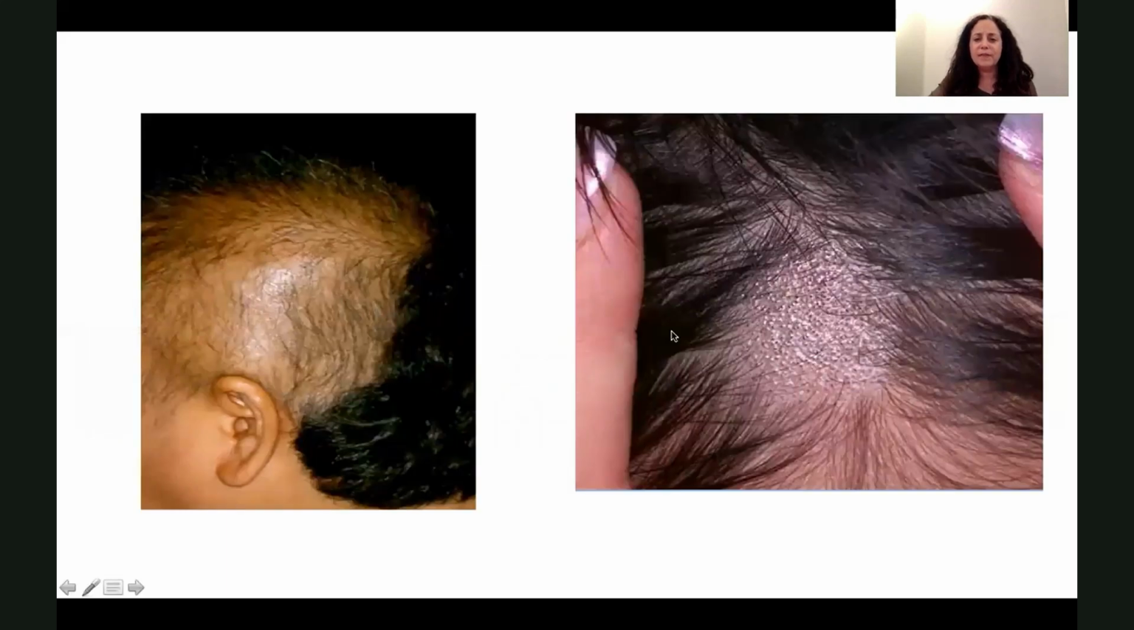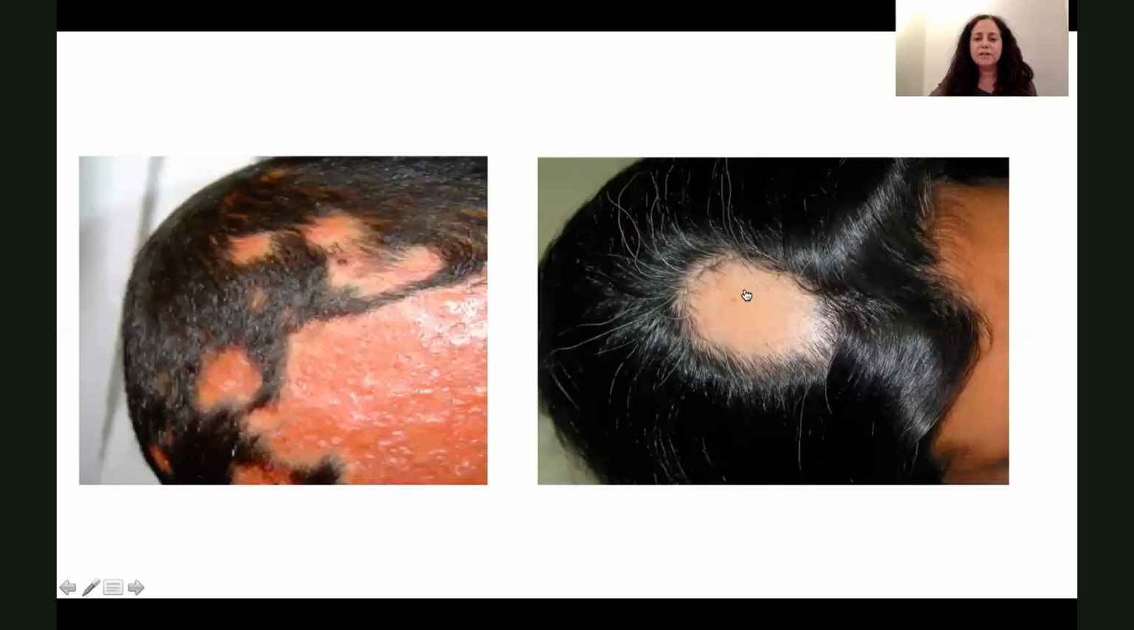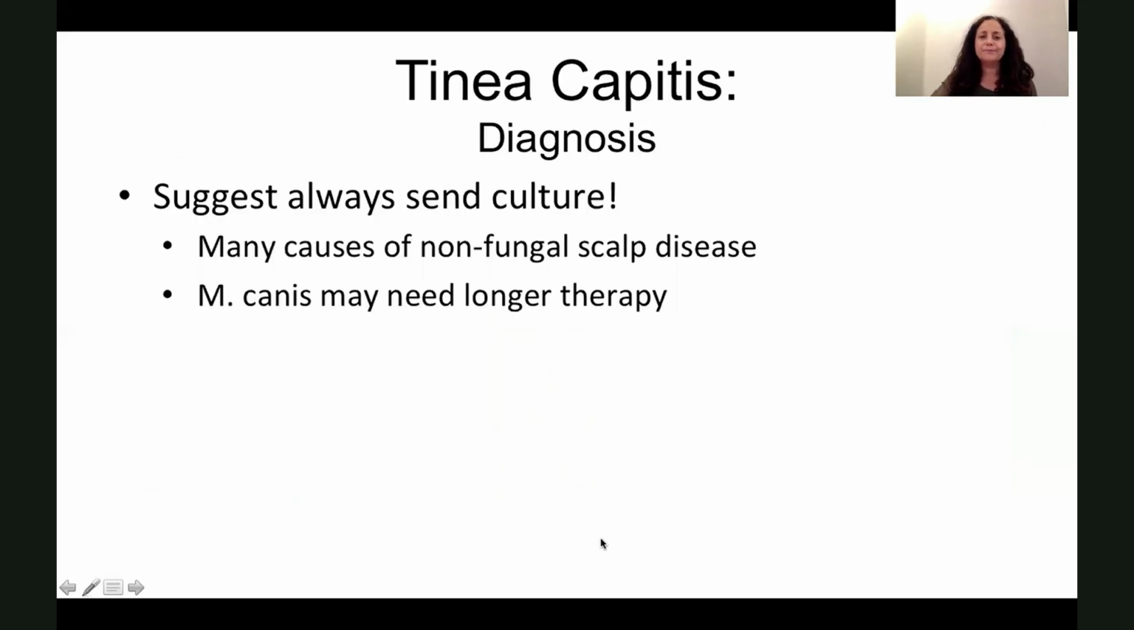Here we have trichotillomania and black dot tinea, which can look similar. And here's alopecia areata and scarring alopecia secondary to tinea capitis. And you can see they look similar. So I suggest always sending a culture. And this is true even if you're going to treat on spec.